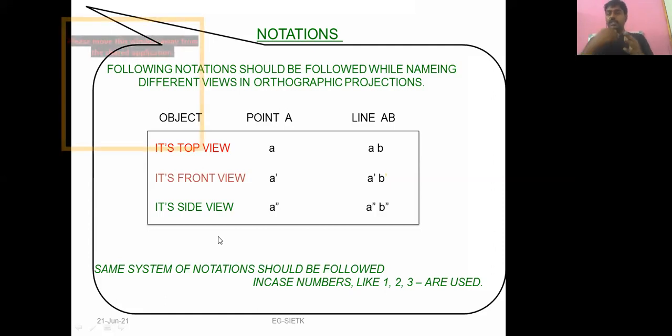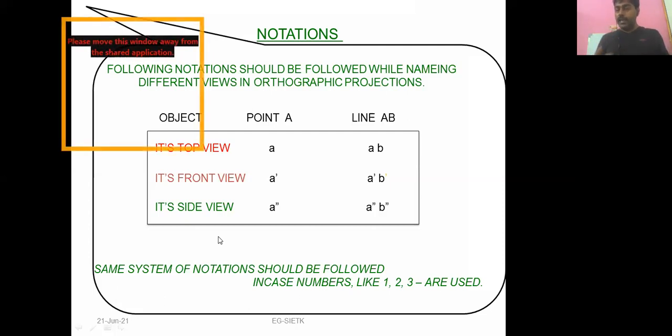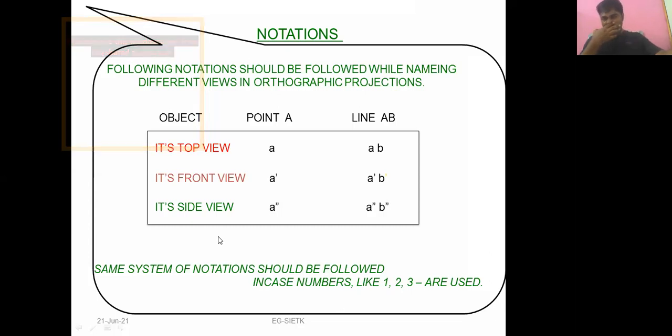When I'm representing the side views, that is, the view I get when looking from the side, the side view, I represent it as small a double dash, small b double dash. This way I need to represent it. Please remember these particular things. Please always remember these. Front view should be represented by this, please make a note. I will keep telling you, please keep writing it in your notebook.